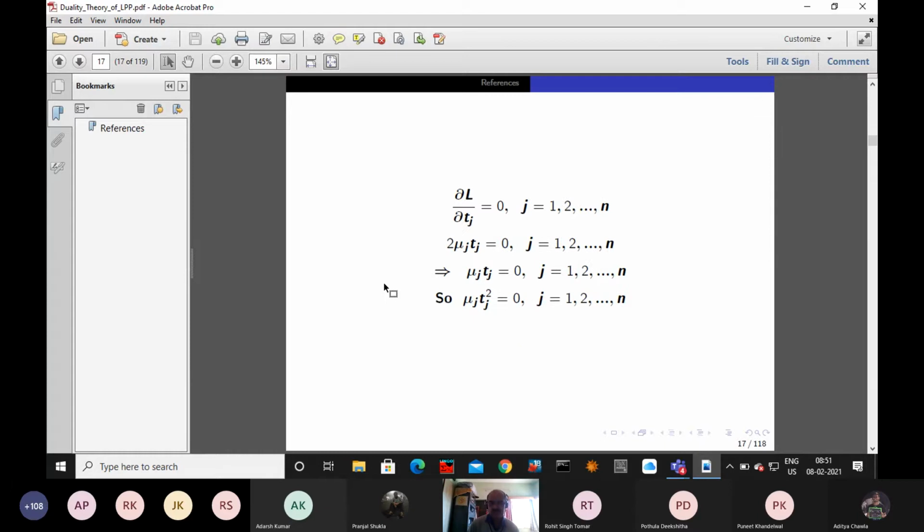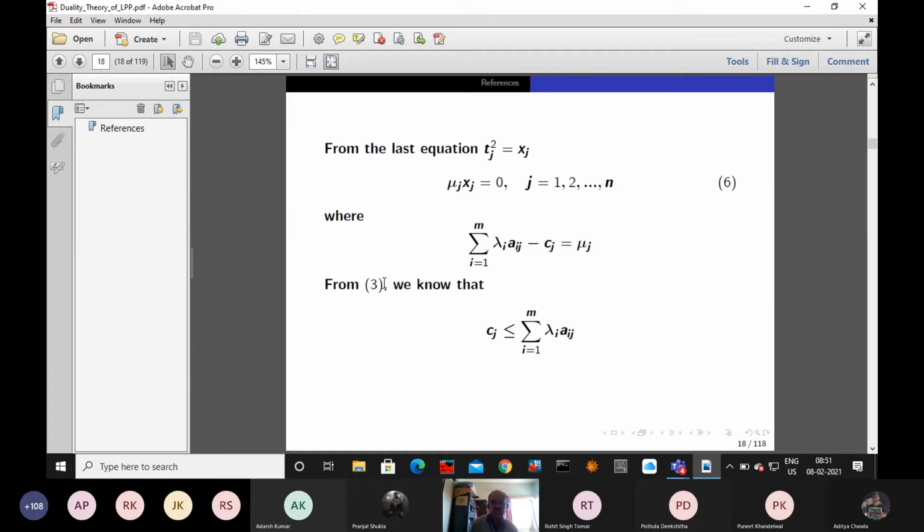So after the simplification, we are finding all this type of relationship, and we have to combine. We'll combine in this manner. Earlier we have taken tj square equal to xj by tj. So the parameter tj square is non-negative, and xj is also non-negative. So we are writing mu j into xj equal to 0, where j varies from 1 to n.